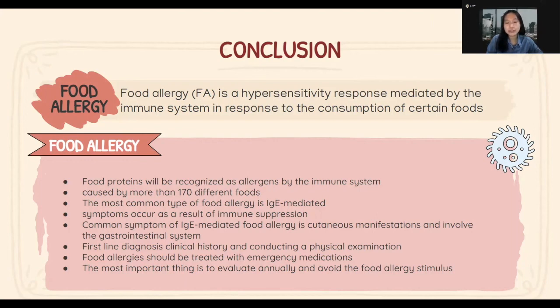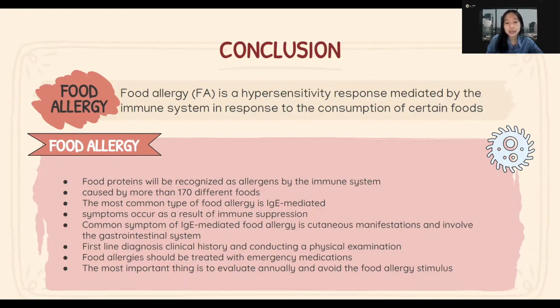Now I will go into the conclusion of the student project. Basically, food allergy is a hypersensitivity response mediated by the immune system in response to the consumption of certain foods. Certain food proteins will be recognized as allergens by the immune system, resulting in an immune response that can cause a variety of allergies. Food allergies can be caused by more than 170 different foods, including seafood, peanuts, and milk as the common causes of food allergy.